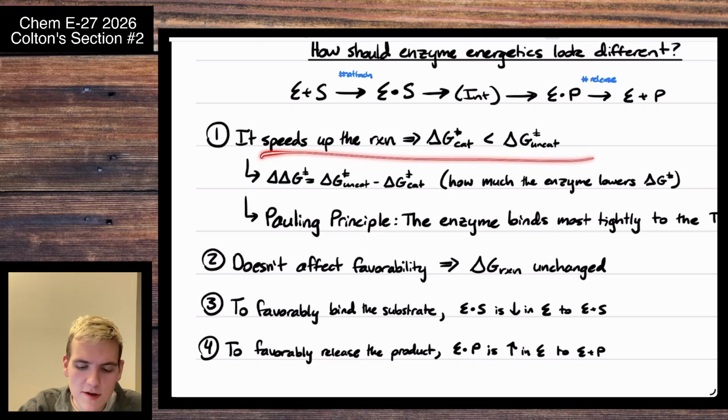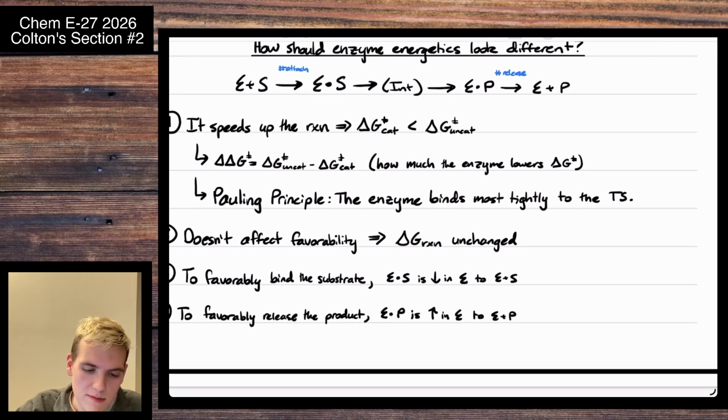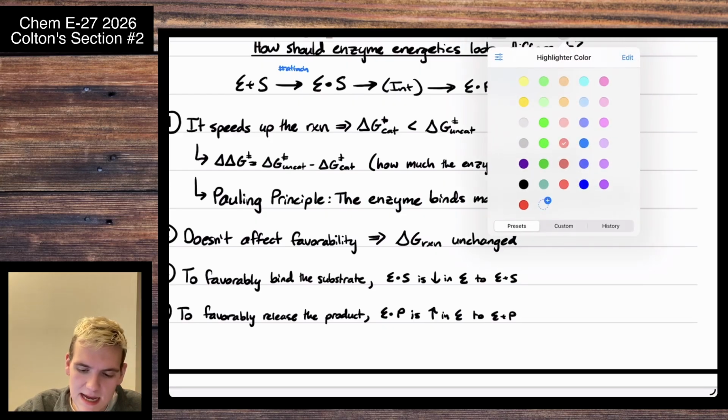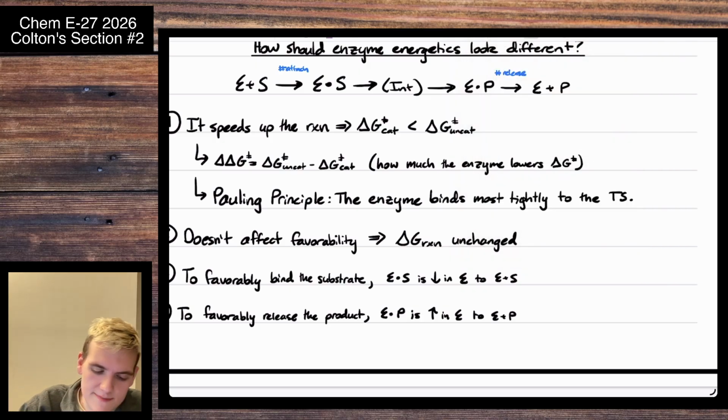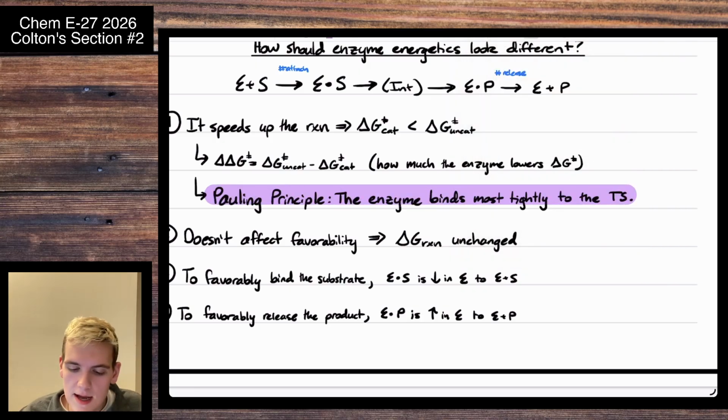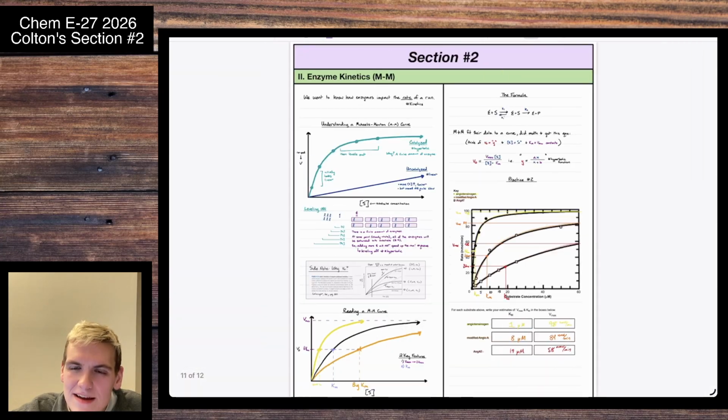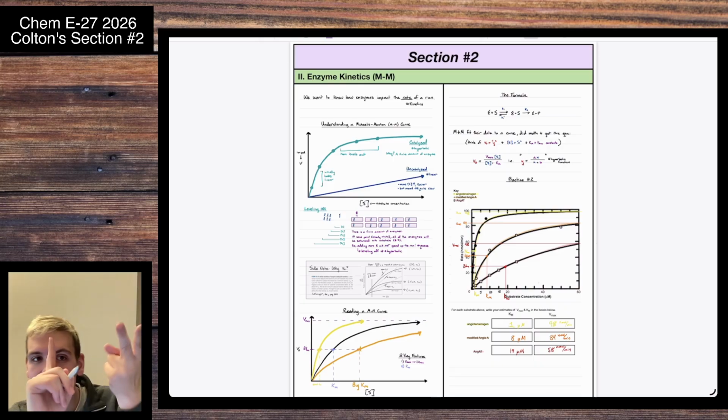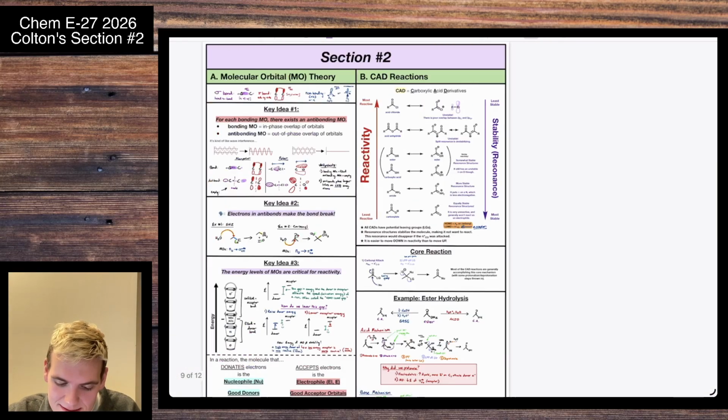This speeding up the reaction is also related to the Pauling principle, which is pretty key in biochemistry. Linus Pauling, shout out to you. Which basically just says the enzyme binds most tightly to the transition state. And so that's how it lowers the energy of the reaction, by binding to the transition state. Also, this kind of lowering energy of the transition state, 1, and then 2, lowering the delta G double dagger, that is this.